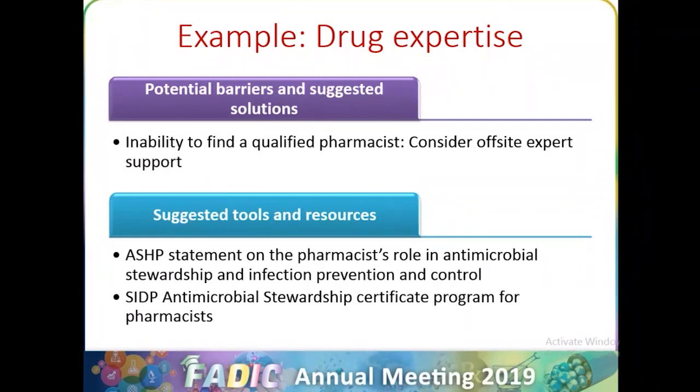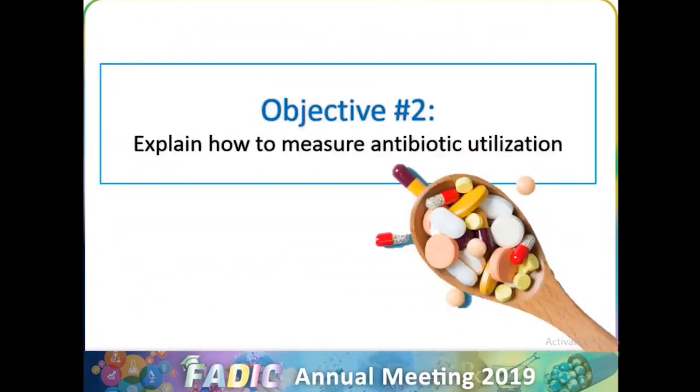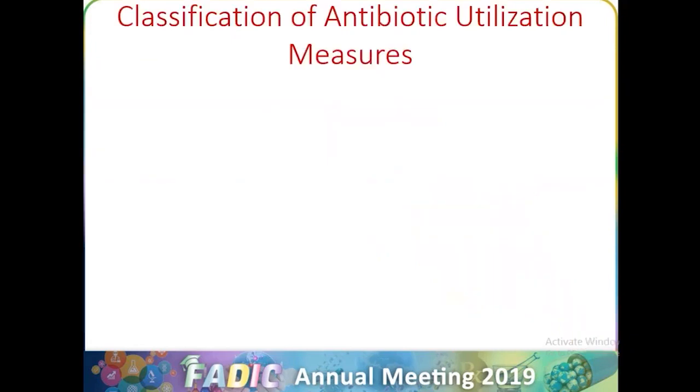Now, objective number 2 is to explain how to measure antibiotic utilization. Once an antimicrobial stewardship program has been developed and established, I'm going to mention here some of the antibiotic utilization measures that can be used as part of the tracking elements. So if you remember, I mentioned the 7 CDC core elements for antibiotic stewardship programs. And element number 5 was tracking.